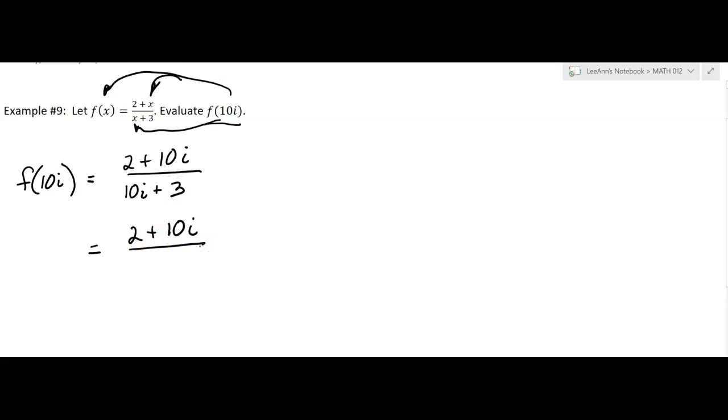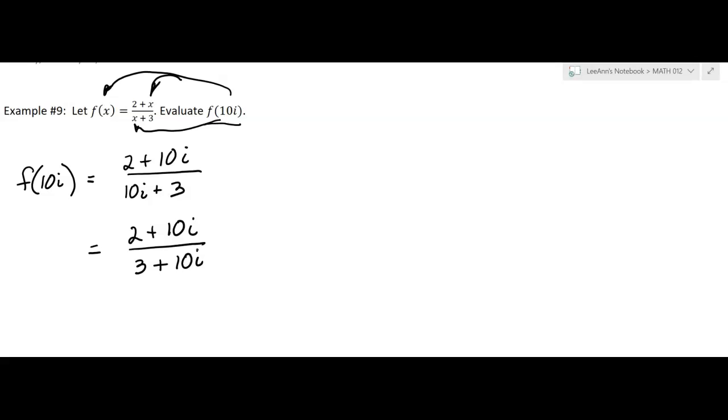But I'm also going to write the denominator in a plus bi form. That's going to be important because you might have trouble getting the conjugate if you don't do that. Okay, so I would make sure both the numerator and the denominator are in a plus bi form. Okay?